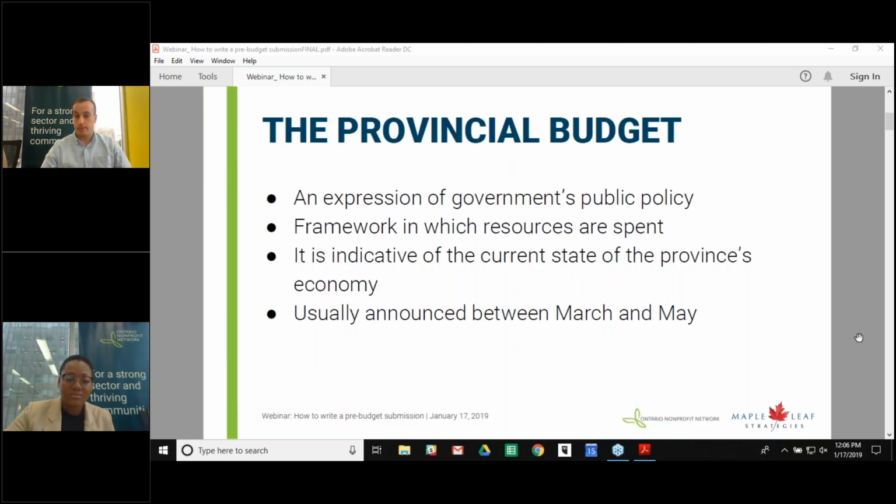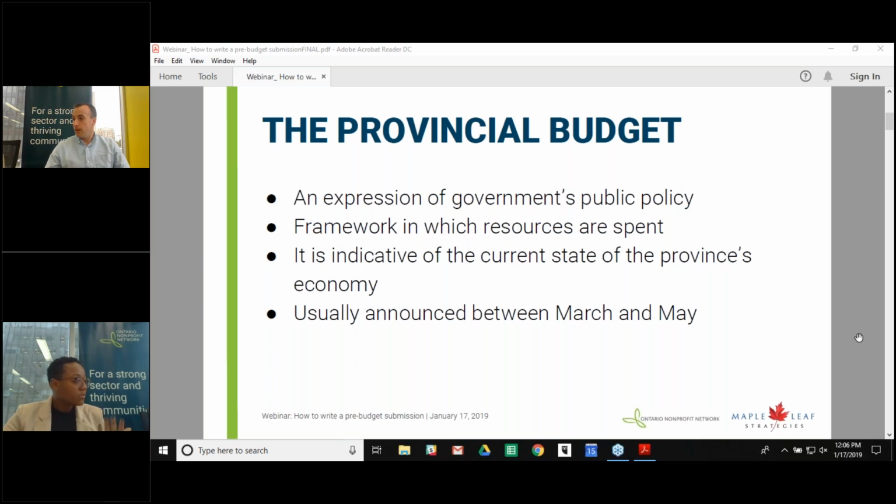So the provincial budget, just some context here. What is it? It's an expression of government's public policy, a framework in which resources are spent, so how government will allocate resources over the next fiscal year. It's also indicative of the current state of the province's economy, and usually announced between March and May, so it kind of sets the line for what the government's going to be doing as of, say, April 1st for the fiscal year.